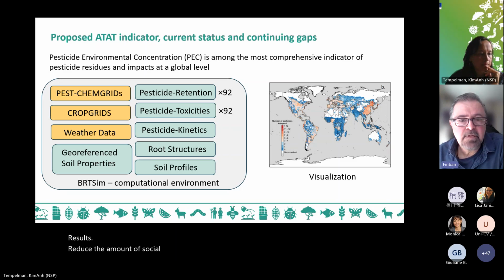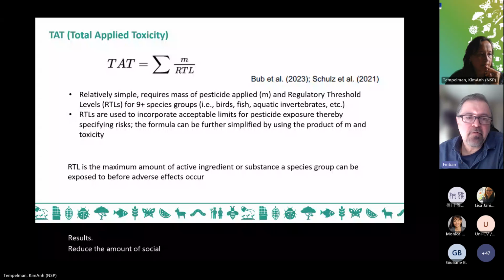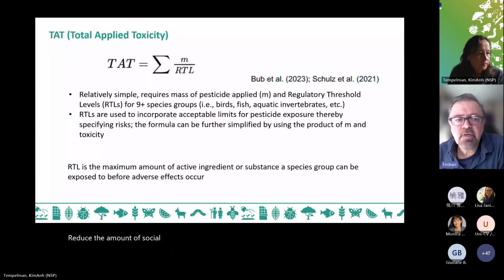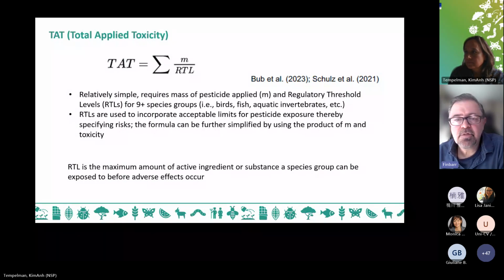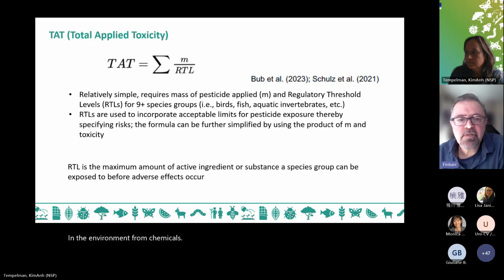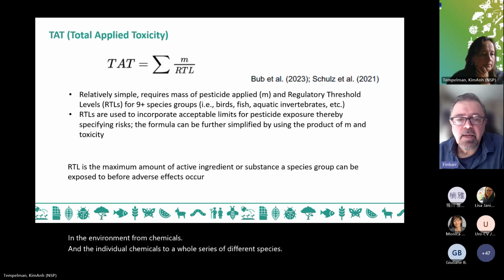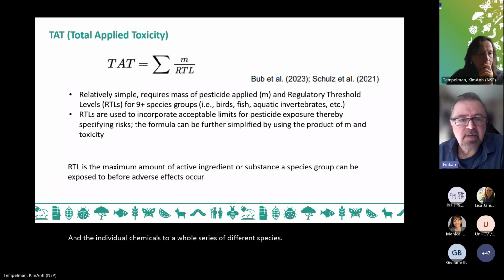Kim, next slide. Now, also among the experts was Ralf Schulz, and Ralf and his colleagues in Germany had developed what's called the TAT, or the Total Applied Toxicity. This is a very simple metric, and it is used to compare toxicity in the environment from chemicals based on the mass of chemicals in the environment, or the application rates, and the toxicity of the individual chemicals to a whole series of different species. So it's a very simple metric, and has been tested and has been published.